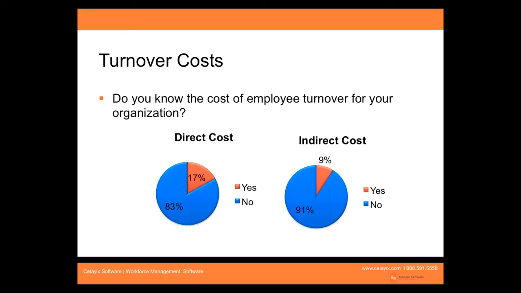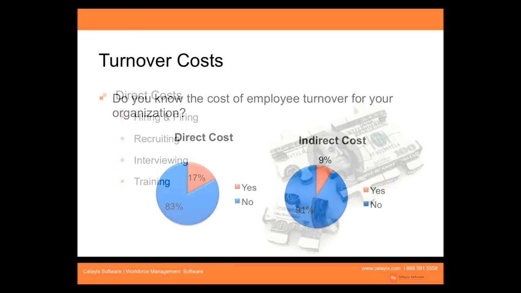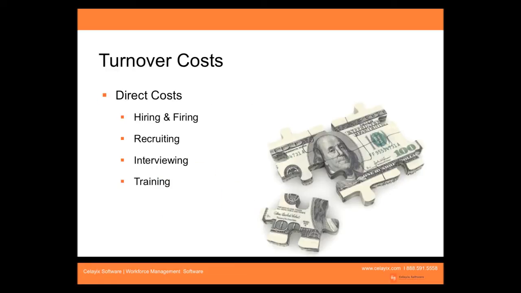And that's because a lot of people don't understand what the indirect costs are, or they don't have a way to measure that. So if you're wondering what these types of costs are, let's just go quickly through what's entailed in direct and indirect costs. So direct costs are those that are involved with the hiring, firing, recruiting, interviewing, and training employees. So not just the cost of restructuring the existing employees, but also the cost to bring on their replacements.